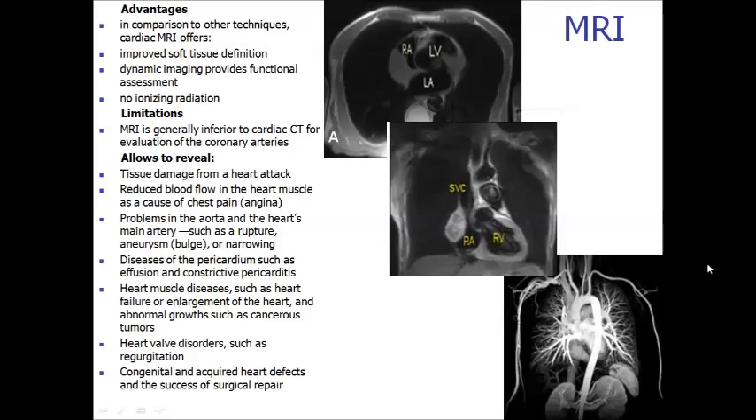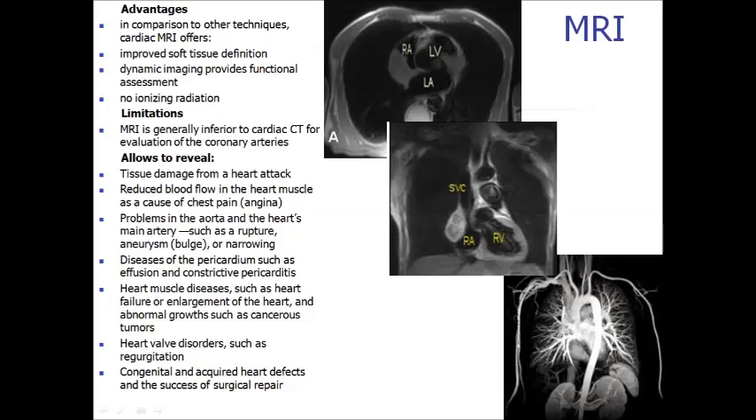MRI in cardiology has advantages and limitations. In comparison to other techniques, cardiac MRI offers improved soft tissue definition. Dynamic imaging provides functional assessment of myocardium. It uses no ionizing radiation, but at the same time, the limitation is that MRI is generally inferior to cardiac CT for evaluation of coronary arteries.